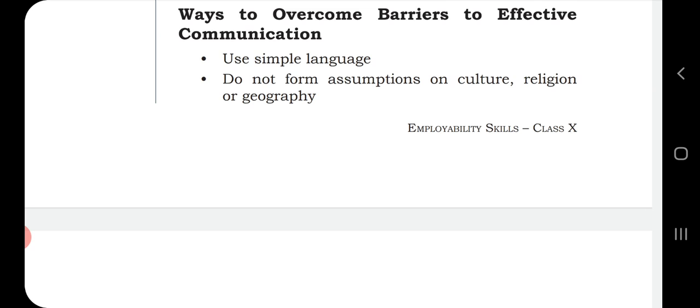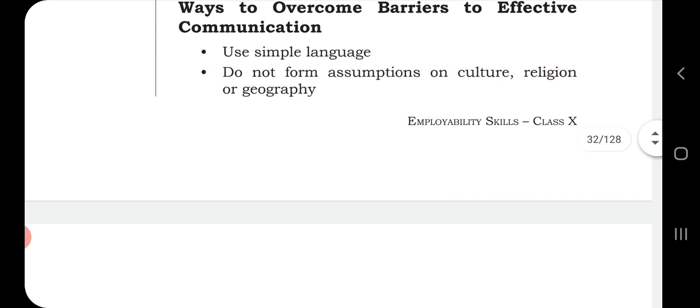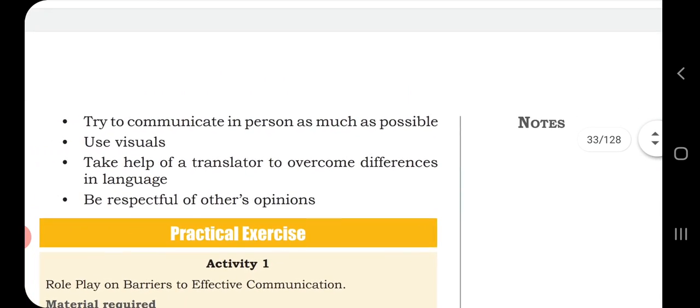First is use simple language. As I told you, we have to take into consideration the age and the culture of the people when we are addressing somebody. Do not form assumptions on culture, religion, or geography. We should not assume. To assume means to pre-decide. We should not decide something previously on culture, religion, or geography of other people.